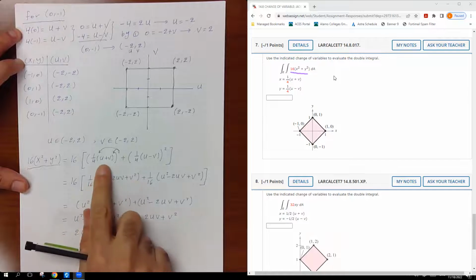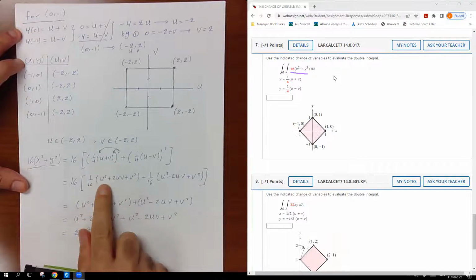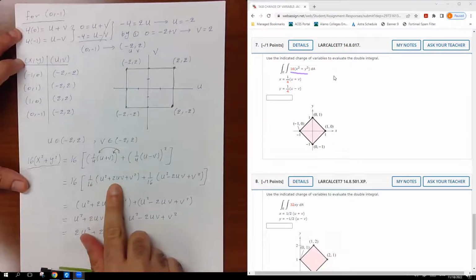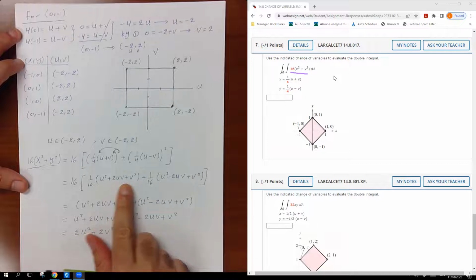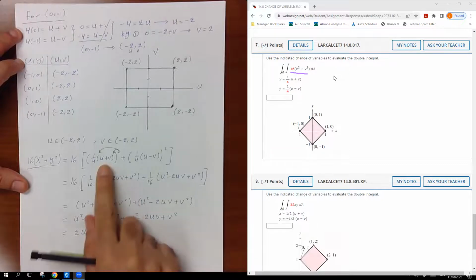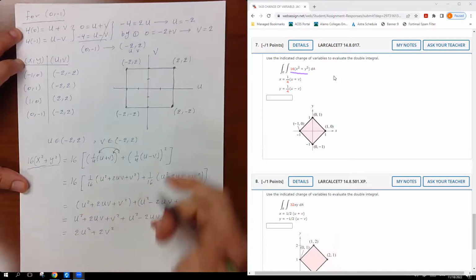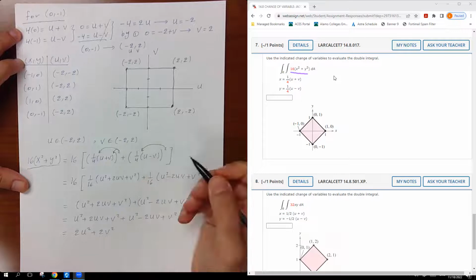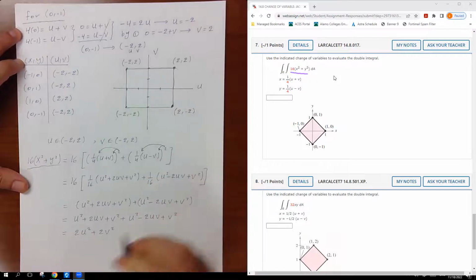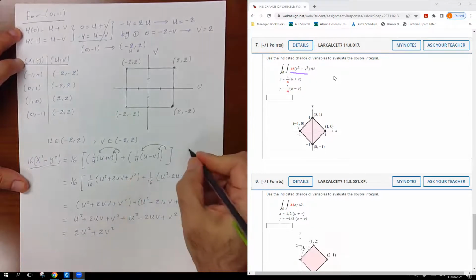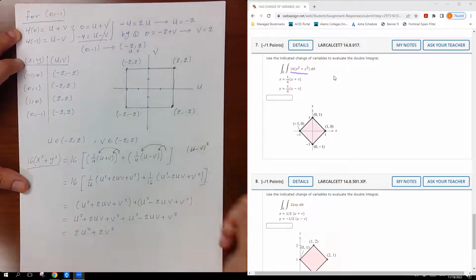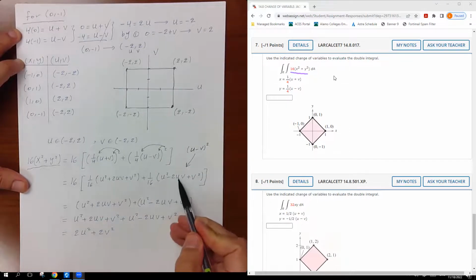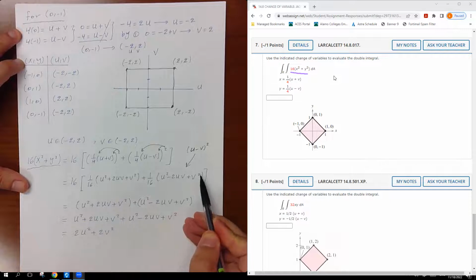u plus v squared is going to be u squared plus 2uv plus v squared. That means you're going to FOIL this one. The same thing here. This is going to be 1 over 16, and here is going to be squared. FOIL this one, which is u minus v squared. It's going to be u squared minus 2uv plus v squared.